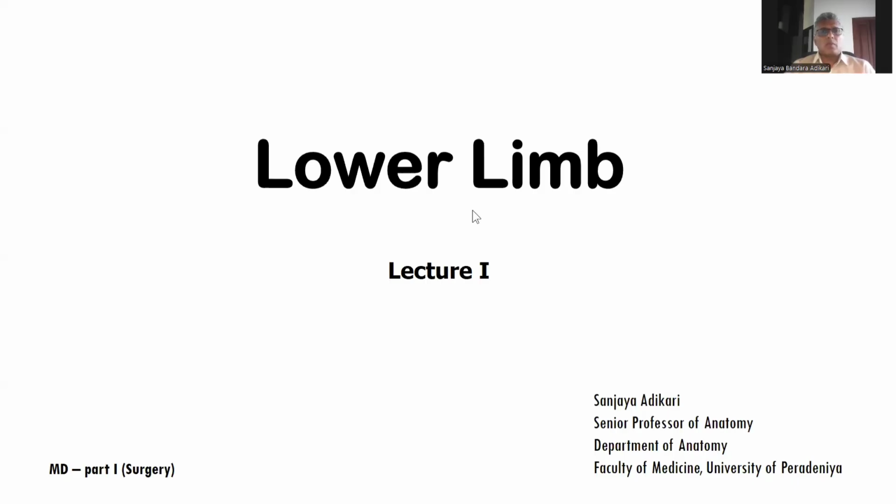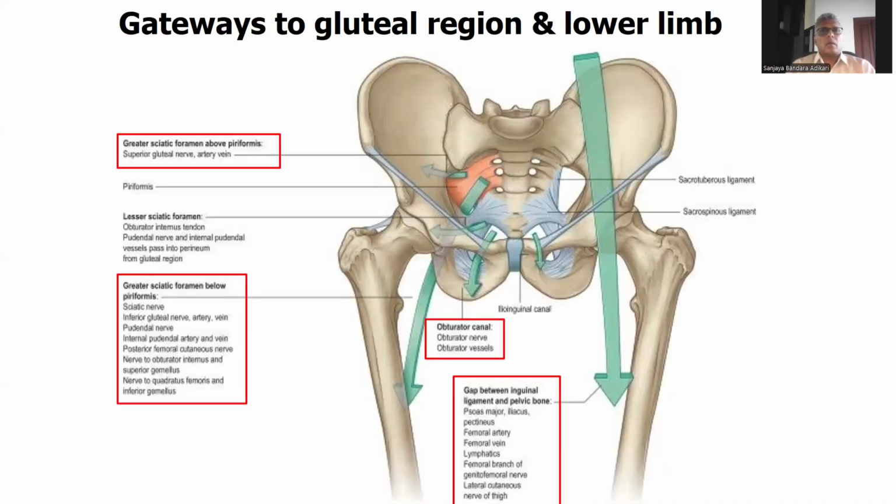Okay, so we will talk about the lower limb. This is part one of the lower limb, the two lectures. Now, to start with, a few things about the entry points to the lower limb, gateways to the gluteal region and lower limb, since we are doing the gluteal region together with the lower limb.